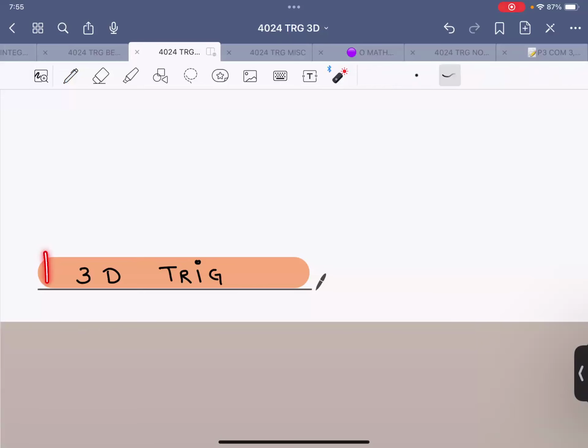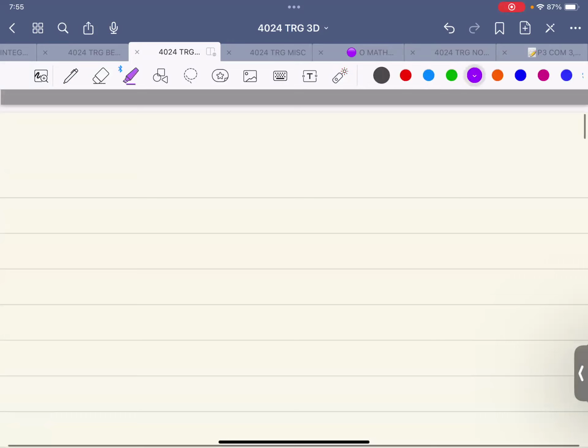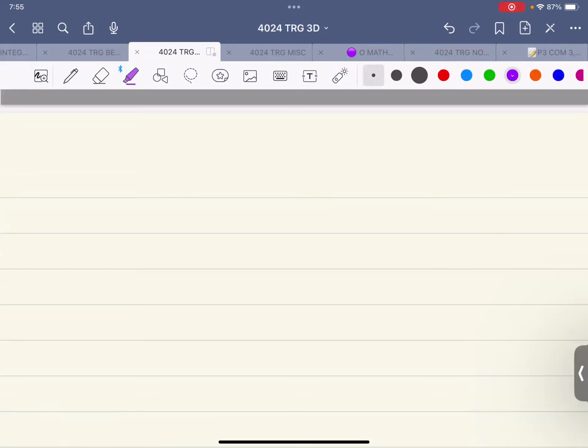We are starting with the concept of 3D trigonometry, which sounds difficult, but there is nothing to it as such. In 3D trigonometry, the two new things that we'll be using, the first one, that is the concept of tangent, which we already know. So let me just revise with the concept of tangent.